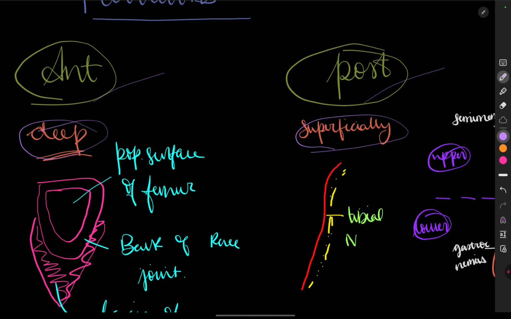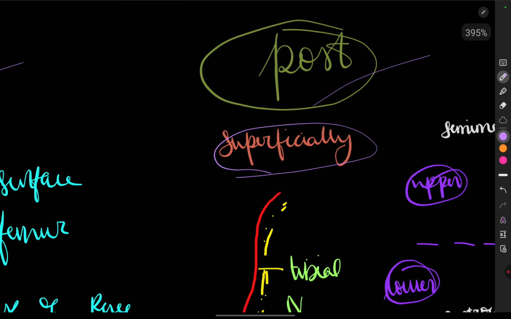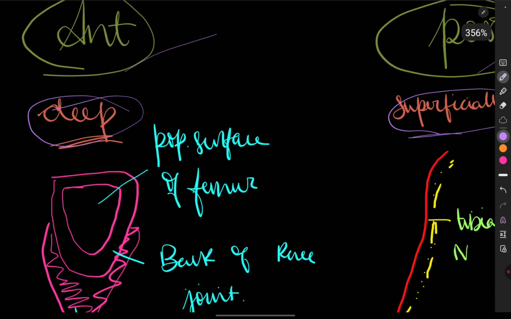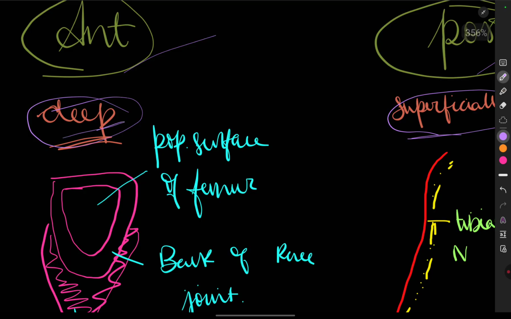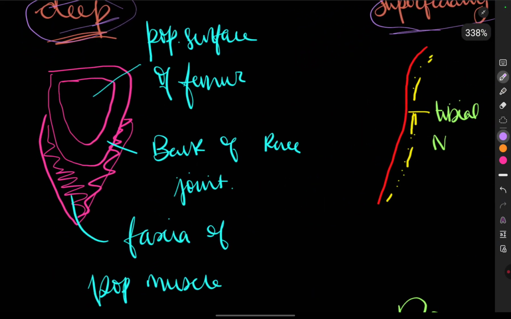Why? Because on the anterior side we have muscles, we have the capsule of the knee joint, we have fascia, but on the posterior side we can feel the depression. We can feel the popliteal fossa, so it is superficial, and on the anterior side it is deep. So what are the relations on the anterior side?